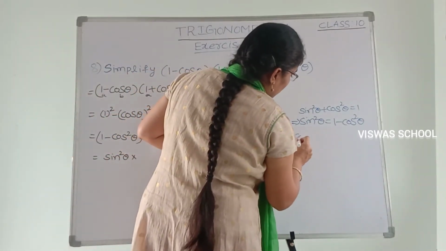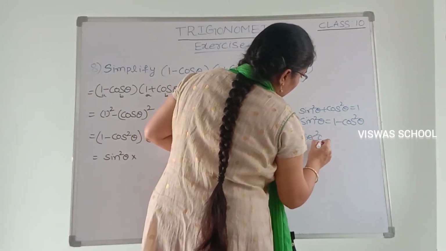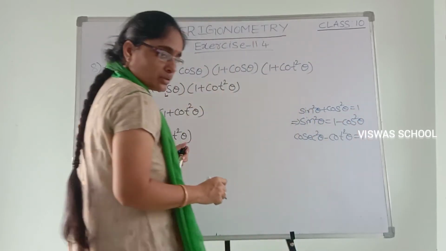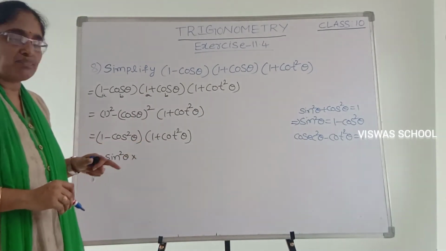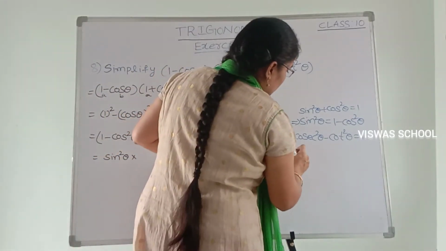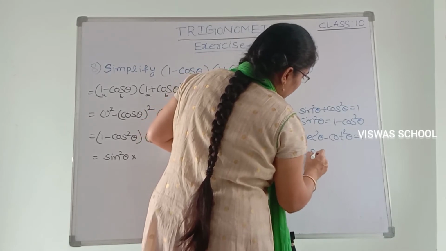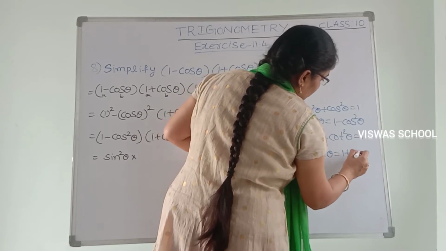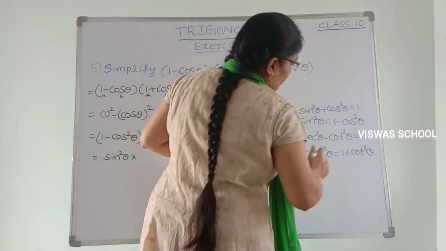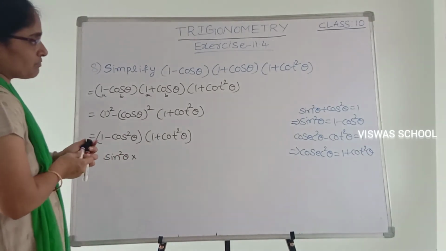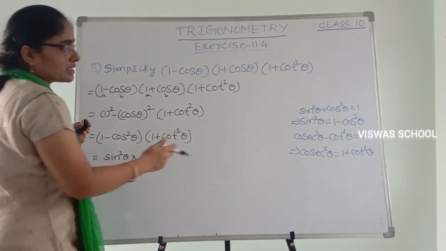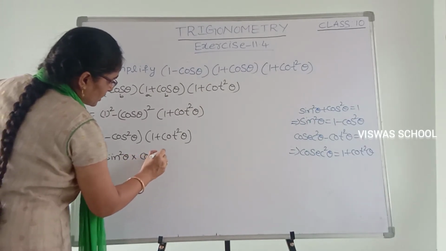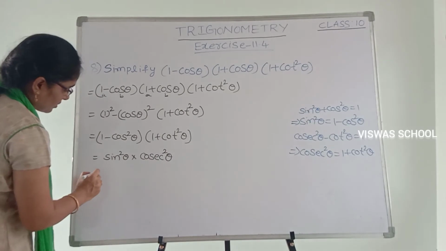Cosecant square theta minus cot square theta is equal to 1. Here we are having 1 plus cot square theta. Once you see here, cosecant square theta is equal to 1; write this minus cot square theta to the RHS side. Now it is 1 plus cot square theta. So in this 1 plus cot square theta place, write this as cosecant square theta.